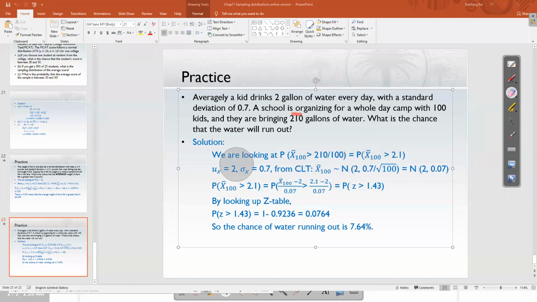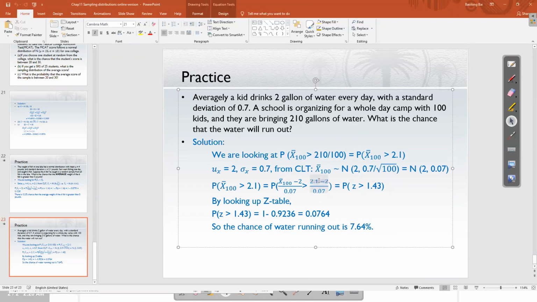So this is a good example that the central limit theorem can be applied in planning, right? If you're planning this camp and you find out that the chance of running out of water is too high, then you just need to bring some more water, right? Then if you think the chance is not too high, it's good, then you can just go ahead and carry it out.